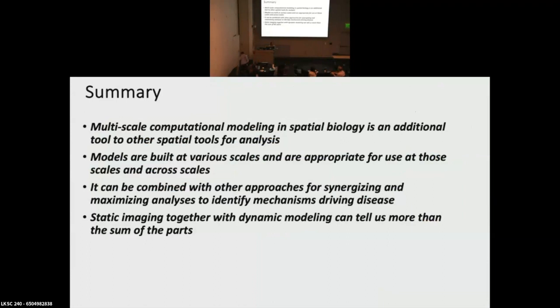Okay, so in summary, what I've told you is that multi-scale computational modeling in spatial biology is an additional tool for spatial analysis. Models are built at various scales and are appropriate for use at whatever scale you're interested in, and can be combined with other approaches for synergizing and maximizing analyses to identify mechanisms. And that's what we're looking for, mechanism. Static imaging together with this dynamic modeling can tell us more than the sum of the parts.